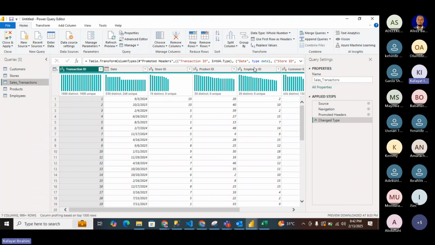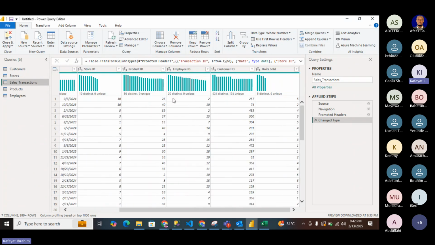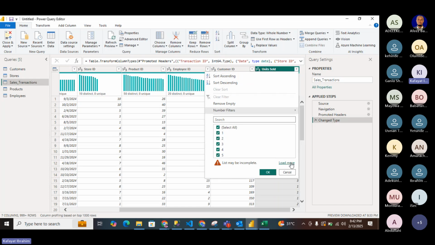In this case, maybe we have a transaction here, a unit sold here, and the person failed to input the number of units sold. You understand? Just leave the space there. There will be a space after this. After this selector, there will be something like null. Either you see null or blank.